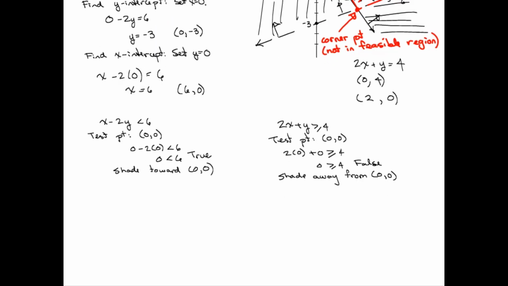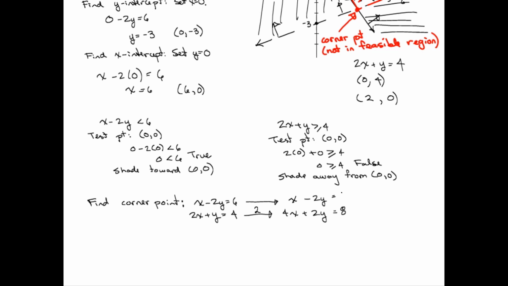So to find that corner point, I'm going to write down the equations of both of those lines. So I have x minus 2y equals 6, and I have 2x plus y equals 4. So you can do substitution or elimination. You could even do matrices if you want. I think it'll be more straightforward to use substitution or elimination. I'm going to multiply this second equation by 2, and that will give me 4x plus 2y equals 8. Rewrite my first one, x minus 2y equals 6.